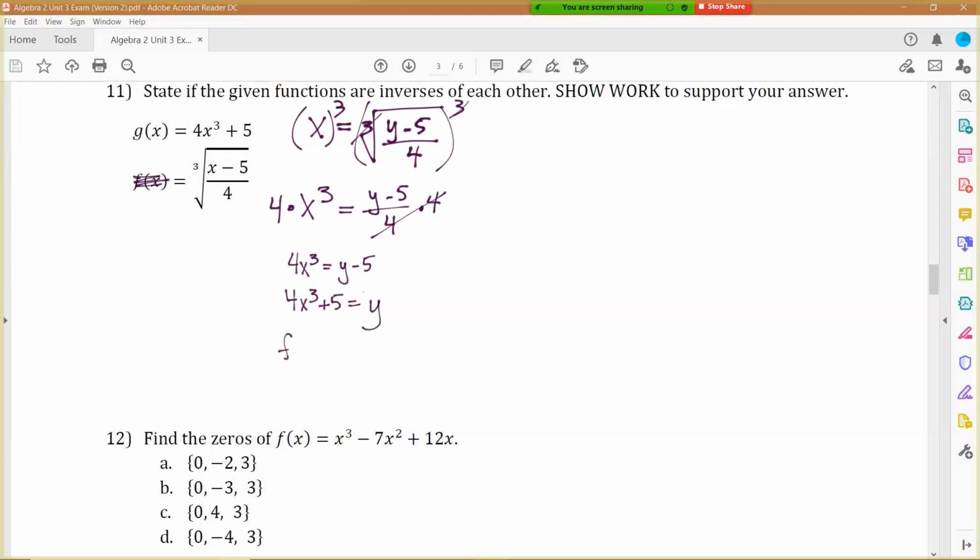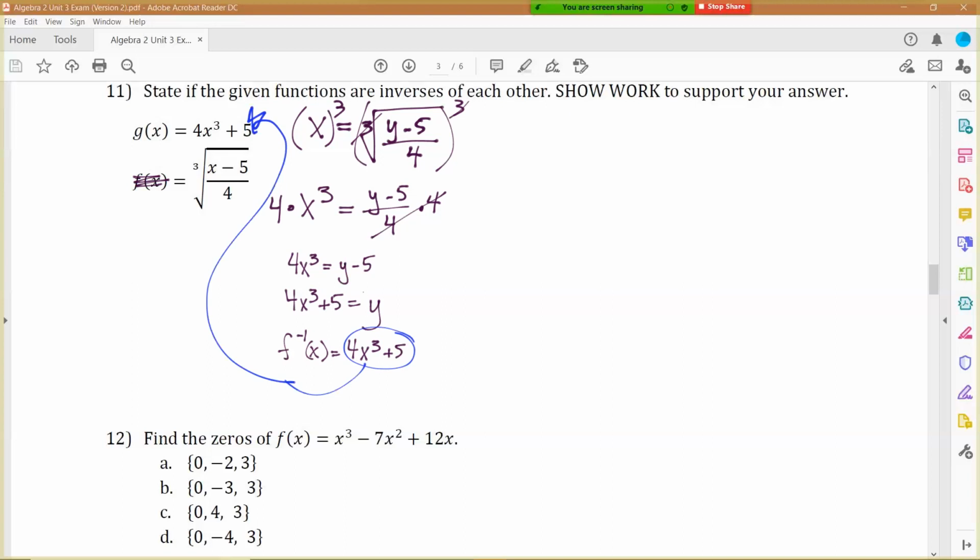So our inverse was 4x to the third plus 5. Does this exactly match the top one? Yeah. If it exactly matches, are they inverses? Yeah.